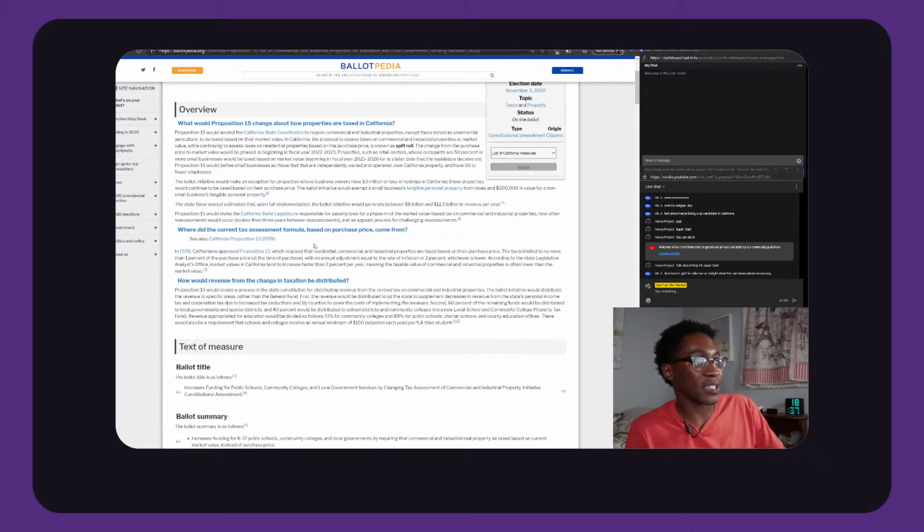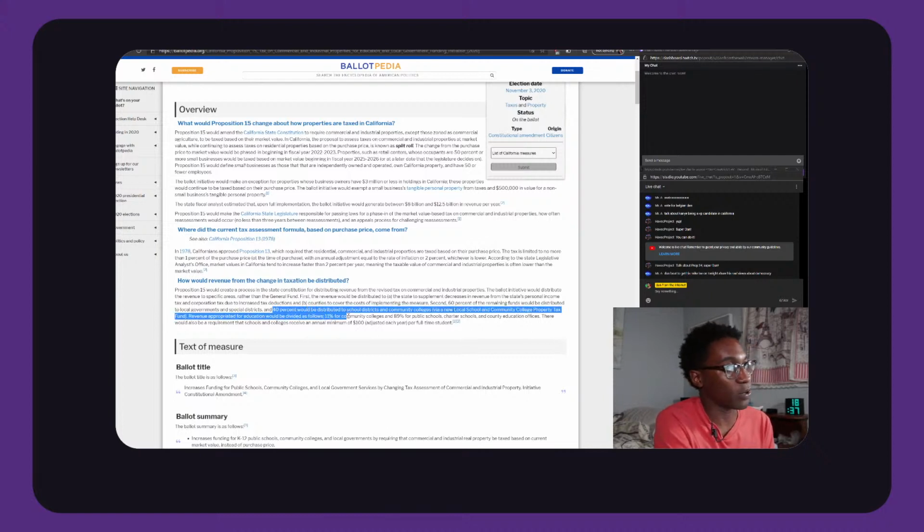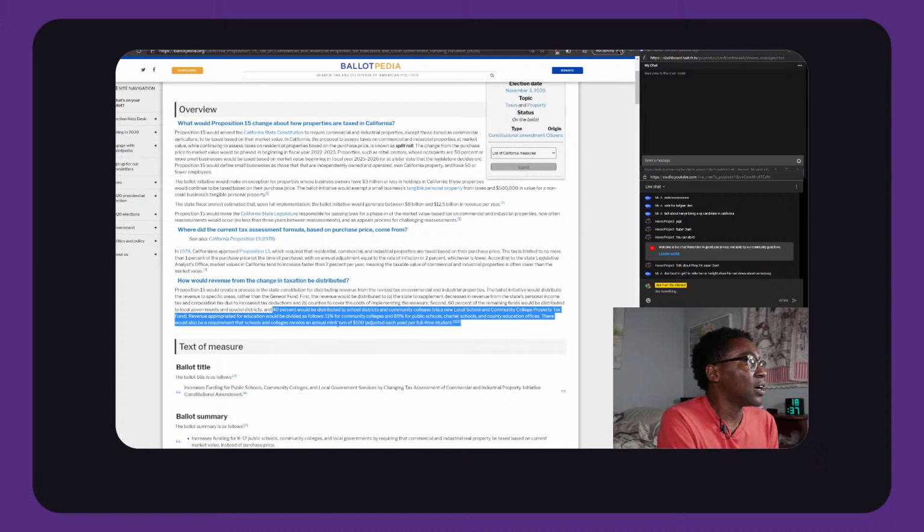funding of public schools and community colleges and local government services, Prop 15 would only take that to about 40%. So 40% of the revenue generated from Prop 15 would go to school districts and community colleges, and 11% would go to community colleges, and 89% would go to public schools, charter schools, and county education offices.